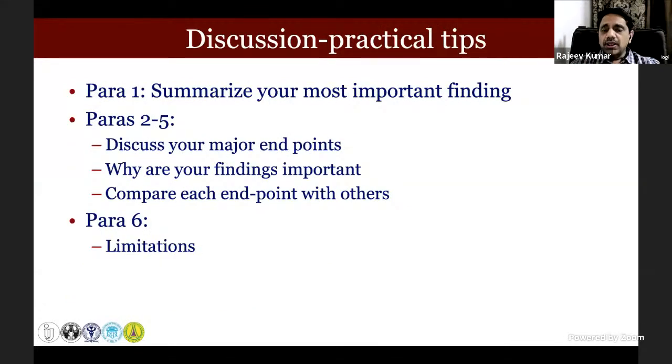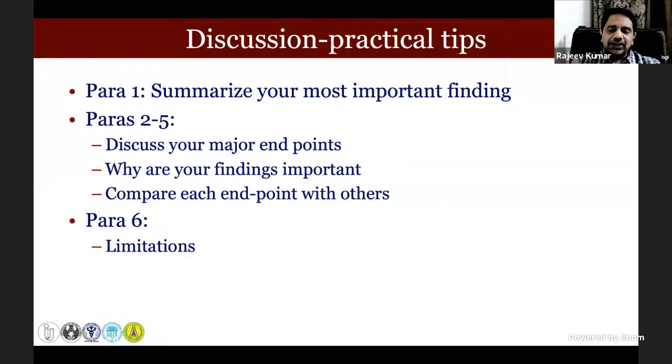limitations. So when you're summarizing, a good way of writing the discussion is that the first paragraph can actually be a summary of your most important findings. And then in the next few paragraphs, address each endpoint. You talked about your endpoint being complications. All right, we found this. What does it mean? We found blood loss to be this. What does it mean? We found readmission rate to be this. What does it mean? And then finally, you must write what the most important limitations are.